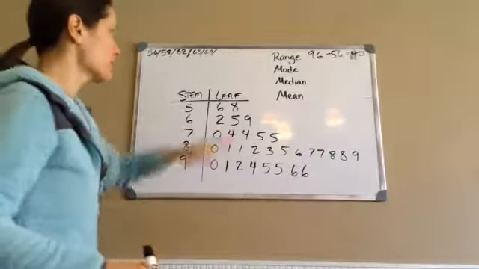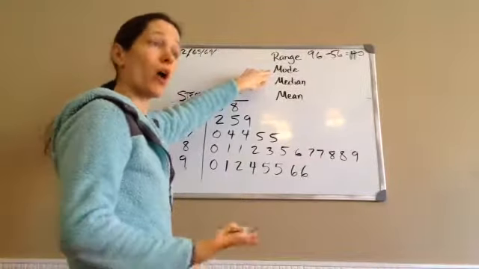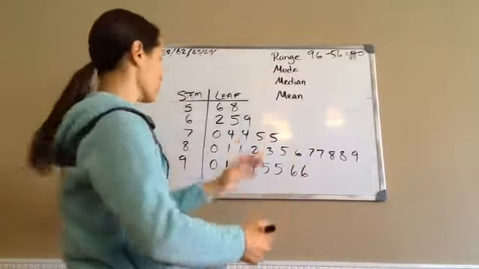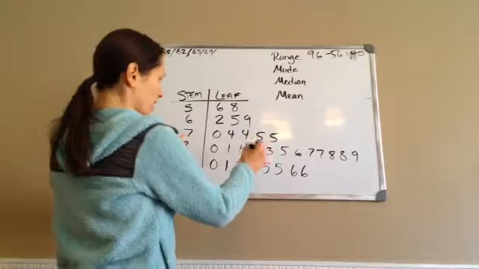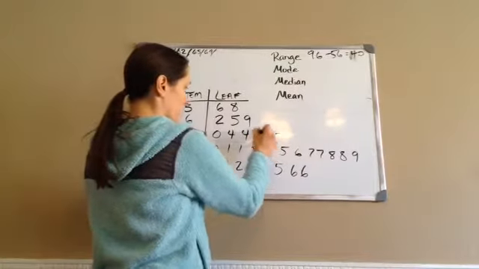Okay? Mode means most often. Which one is used the most? Well, I have a 75 and a 75. So basically what I'm trying to come up with are the ones that have two of them, or three.